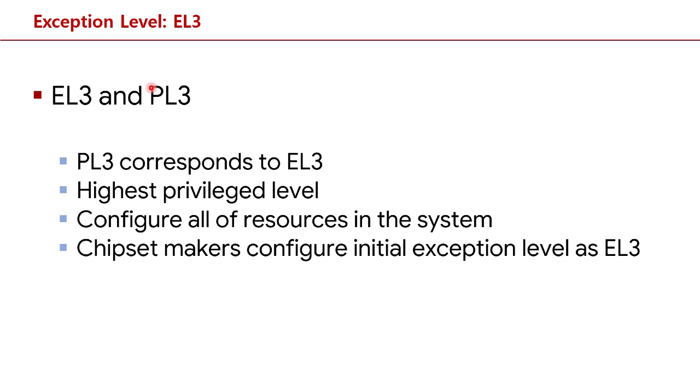Now let's outline the important points of exception level 3. Exception level 3 corresponds to privilege level 3. That is the highest privilege level in Armv8-A architecture. For this reason, it has full control over all of the hardware resources in the system. It can write any data onto any of the system registers, so it can run any assembly instruction for system configuration. For this reason, chipset makers configure the initial exception level as exception level 3.